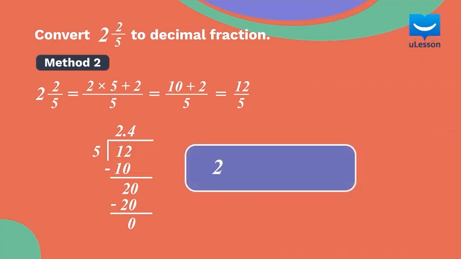Therefore, 2 whole number, 2 over 5 is equal to 12 over 5, and that is equal to 2.4. We can also convert decimals to fractions. We'll get to do that in another lesson.